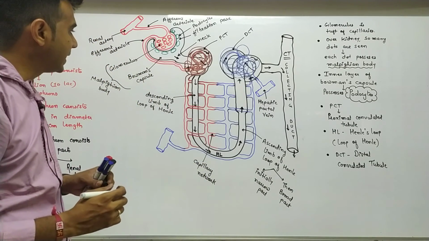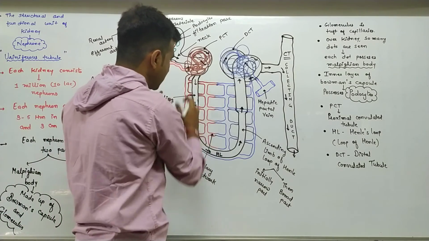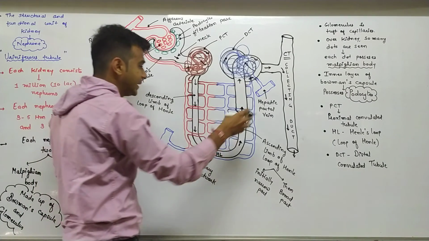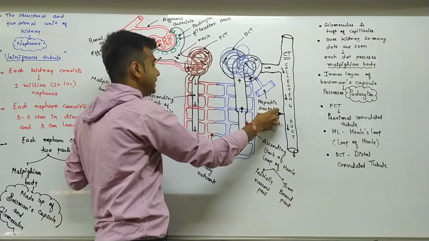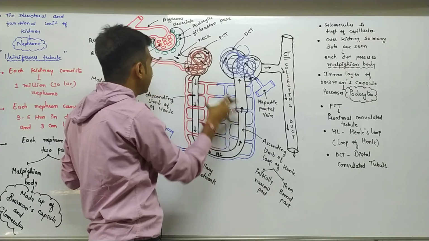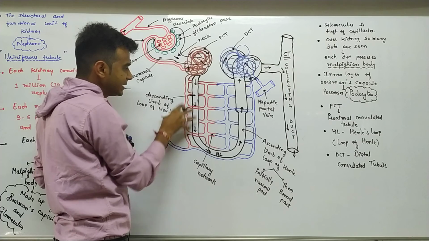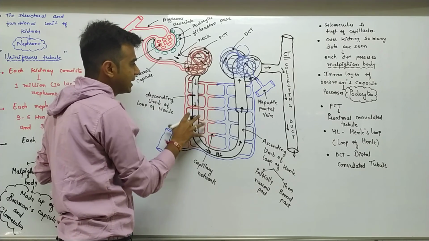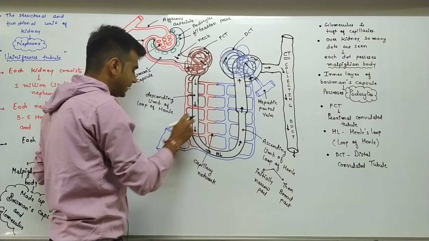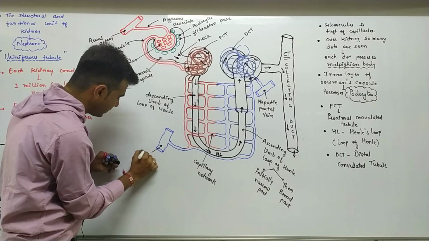Now here you know that the capillary network is formed just around the Henle's loop. So the hepatic portal vein carries the blood towards the distal convoluted tubule, then it comes down. And from the proximal convoluted tubule the blood also comes down, and now the blood from both sides mixes here, and then is collected through this duct known as renal vein.